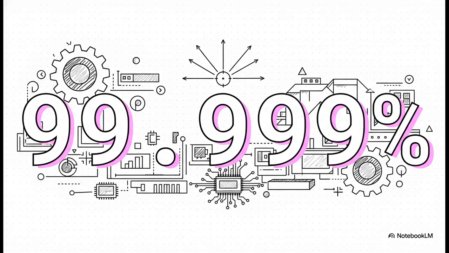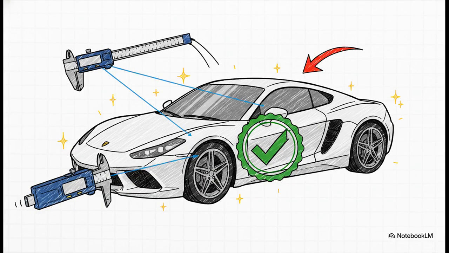And how tiny are we talking? Look, we're not talking about close enough. The goal is often 99.999% accuracy, a standard they call 5 nines. What does that even mean? Well, for something like a car door, that's a tolerance smaller than the width of a human hair. That is a level of perfection that is physically impossible for a human eye to see, but for a computer, it's trivial.